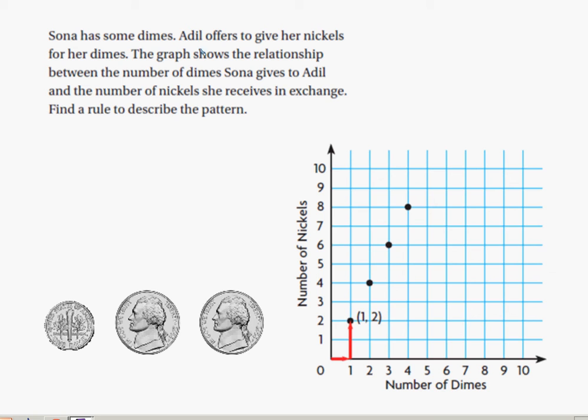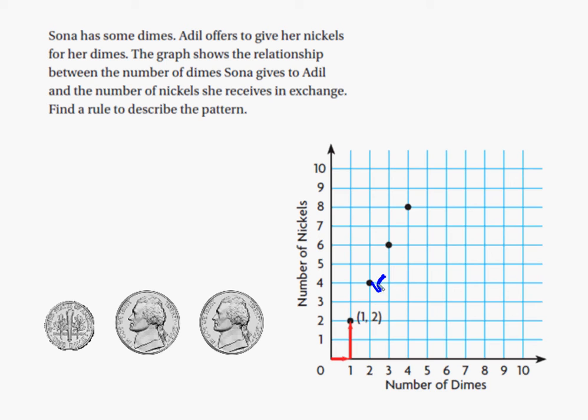Sona has some dimes. Adil offers to give her nickels for her dimes. The graph shows a relationship between the number of dimes Sona gives to Adil and the number of nickels she receives in exchange. Find a rule to describe the pattern. So let's say she has 1 dime. Adil is going to give her 2 nickels. If she has 2 dimes, Adil is going to give her 4 nickels.